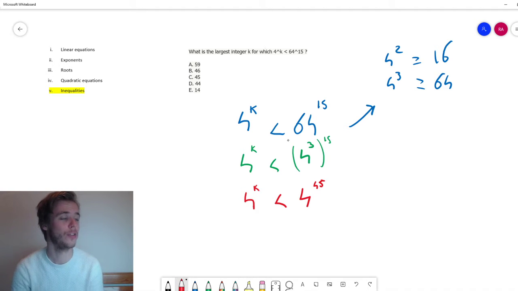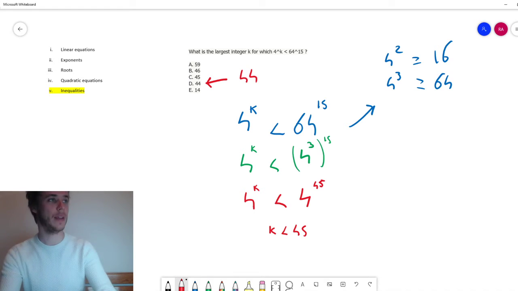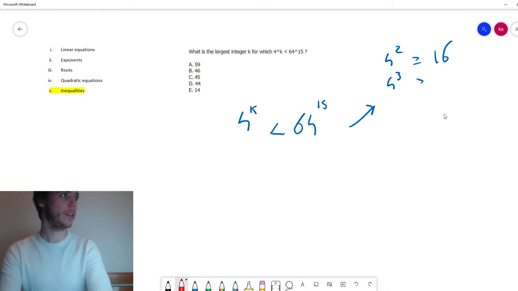What's the largest value k can get, while it's still smaller than this one? That is 44. So k is smaller than 45, so k can be at most 44, which is answer D. Okay, definitely doable, I think, for a first question. I think it's 550, around that. Let's go to the second question.